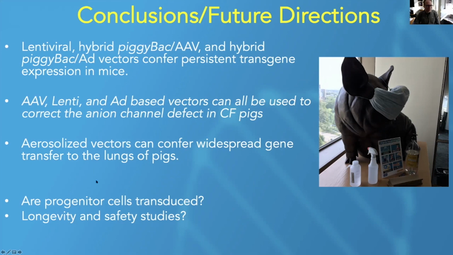So future directions, we're currently working on investigating progenitor cells in particular. Ashley Cooney has a poster at this meeting describing our efforts at looking at lentivirus in progenitor cells. And of course, we want to move past the short-term studies that I've talked about today and move more into longevity and safety studies in large animal models.